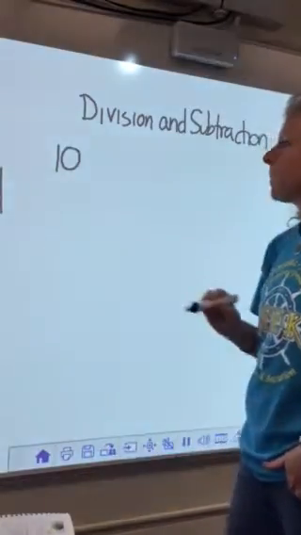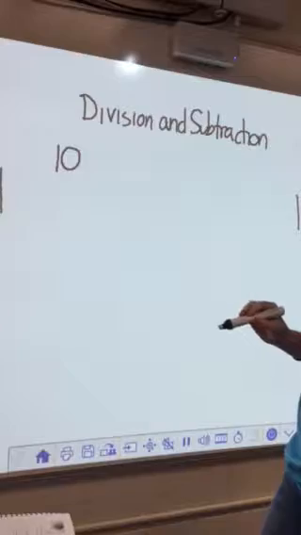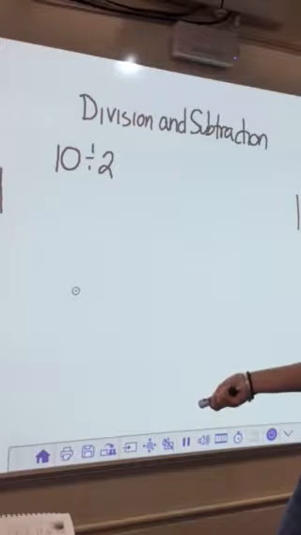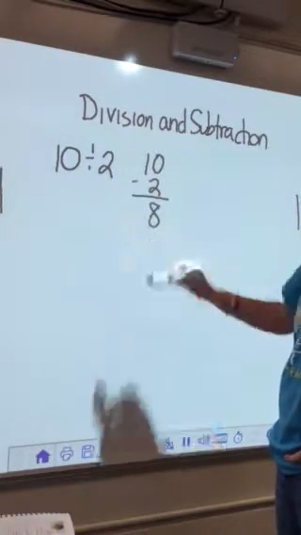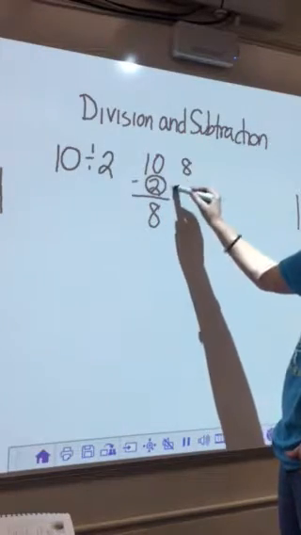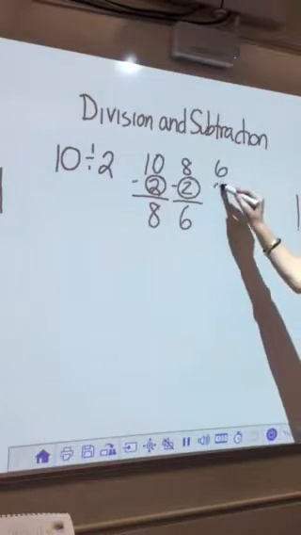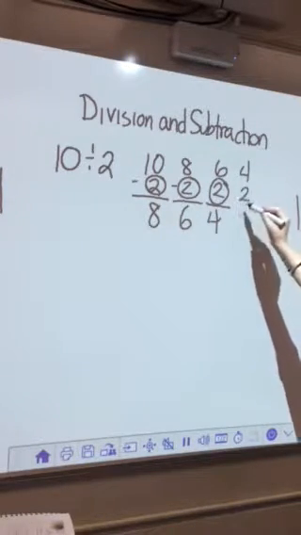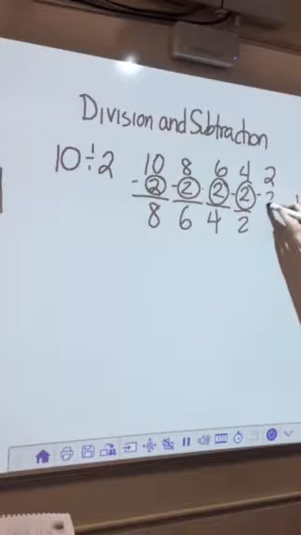If we have 10 and we want to go ahead and divide that by 2, well, let's see how many groups of 2 we have in 10. So there's one group of 2. Now we've got 8. Let's keep taking away 2s. That gives us 6. I'm going to put the 6 up here. Take away 2. And that gives us 4. 4, let's take away 2. That gives us 2. I put the 2 up here. 2 take away 2. That gives us 0.